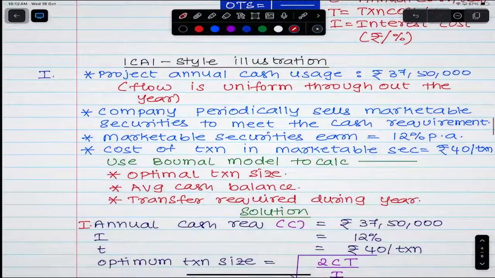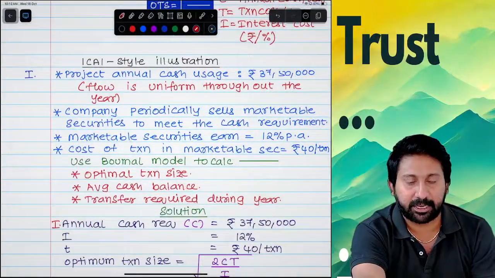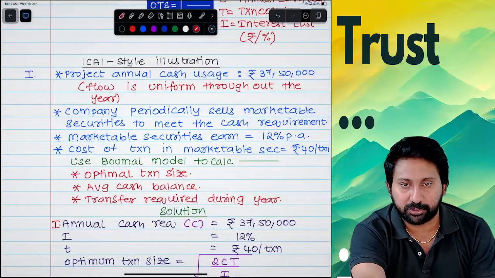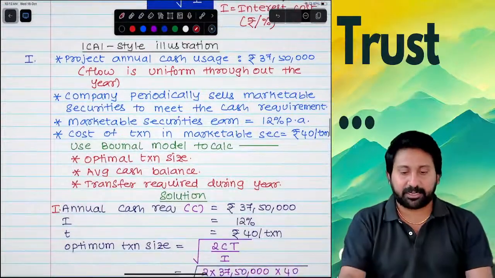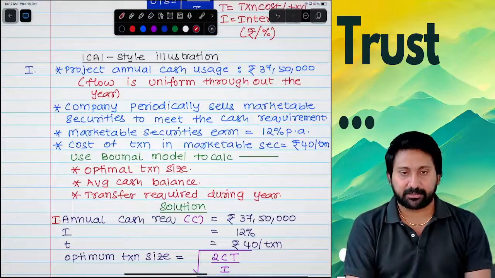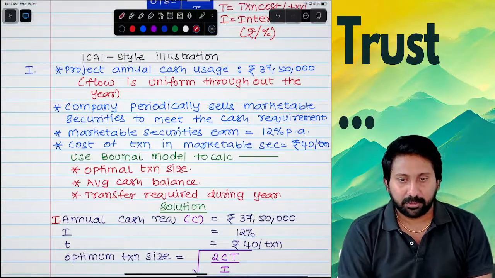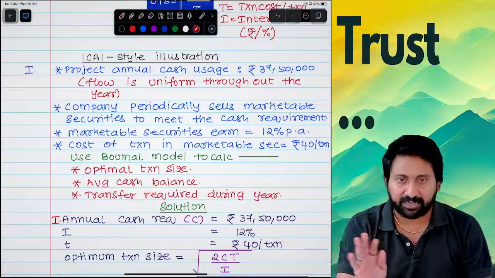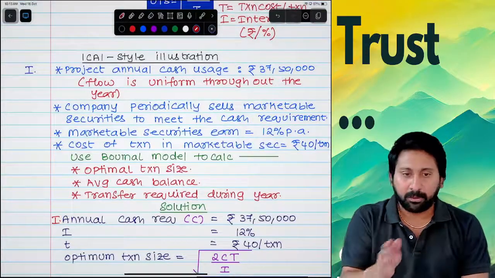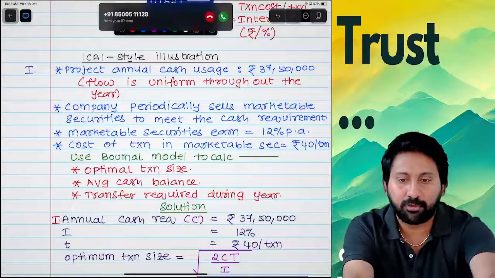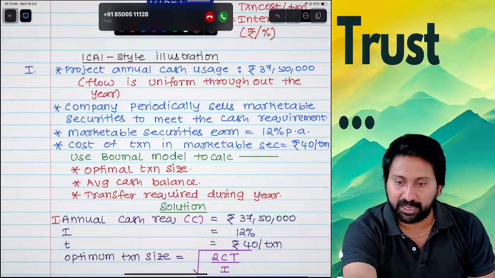I have prepared some illustrations taken from the past exam questions only. Let us see how they are being asked. Projected annual cash usage 37 lakh 50,000. So we assume that it is uniform throughout. 37 lakh 50,000 is not used on Jan 1st, neither on December 31st. Uniformly they will use it throughout the year.